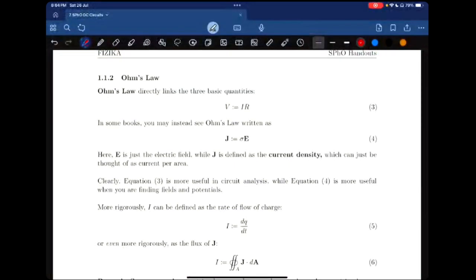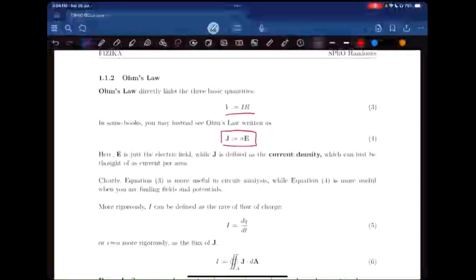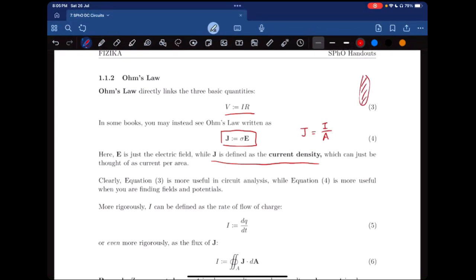So next we have Ohm's law. This is the basic relation, but there's another form of Ohm's law which you might not have seen before, and this is J equals sigma times E. Here E is just your electric field as per usual, but J is probably the new thing. It's called the current density. You can think of it as the current divided by the area that it's passing through. So if you have some random area here and some current, then you can define a current density based on this setup.